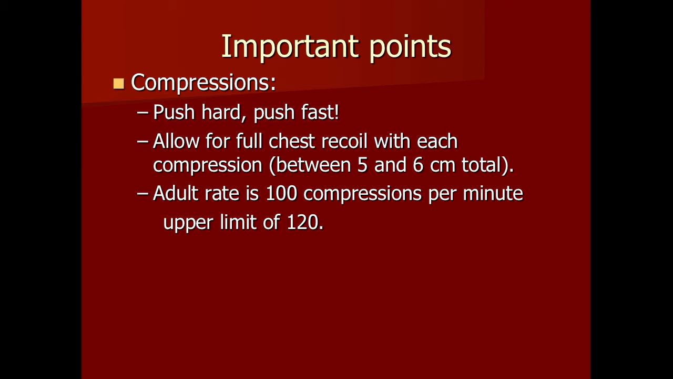Important points to note, especially with compressions, is that you want to push hard and push fast. With each compression, you want to allow for full chest recoil, between 5 and 6 centimeters total. At Maimonides Medical Center, the Zoll defibrillator does have indicators that let you know how well you're doing compressions. One indicator shows you the rate, one indicator shows you full chest recoil, so you will be able to use these indicators in helping you with your chest compressions. And another point to remember is that the adult rate is 100 compressions per minute with an upper limit of 120.